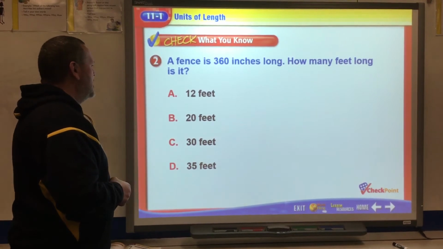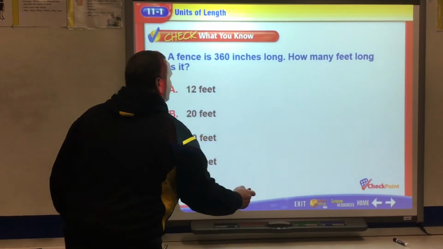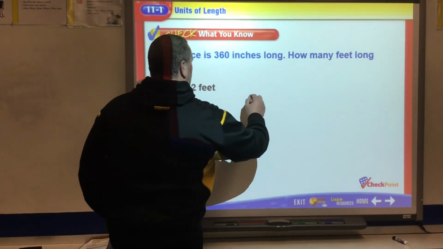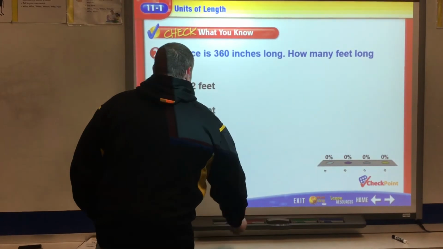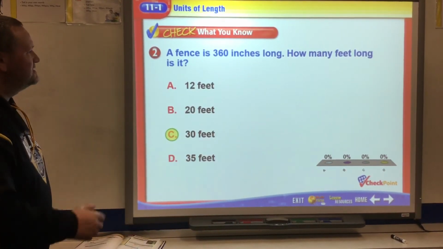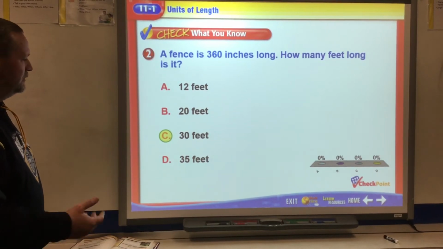A fence is 360 inches long. How many feet long is it? Well, again, we're going from inches to feet. So you would just simply divide 360 divided by 12, which ends up to be 30.